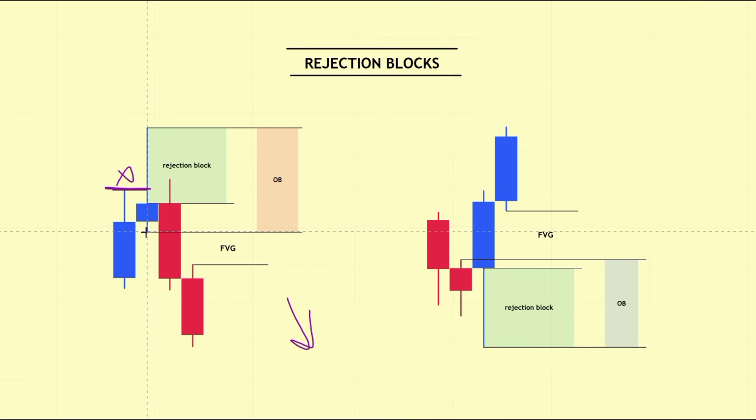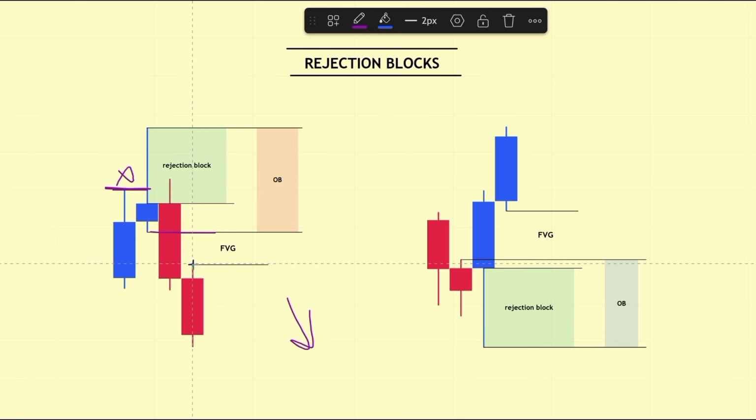And we know that if that candle gets associated with a fair value gap, then it is of course our bearish order block. Now a rejection block is simply that wick, from the top of the wick all the way to the bottom of the wick of the candle that took out the previous, in that case bullish, candle high. That is our rejection block. You can clearly see it's part of the order block, but it is not always the case.